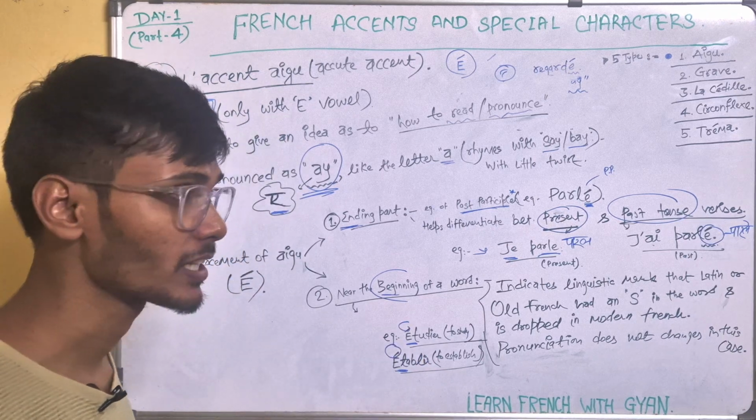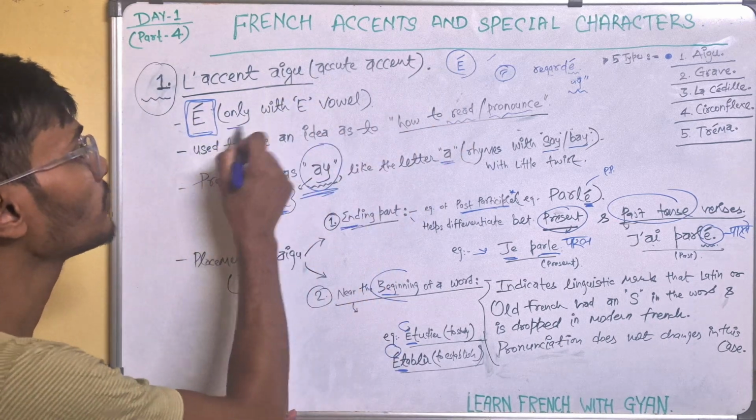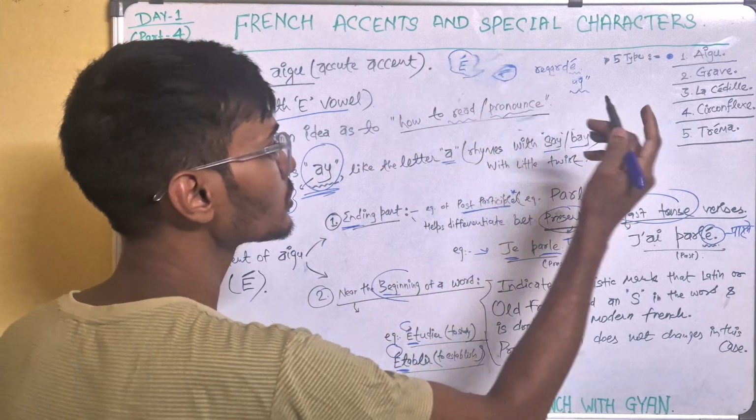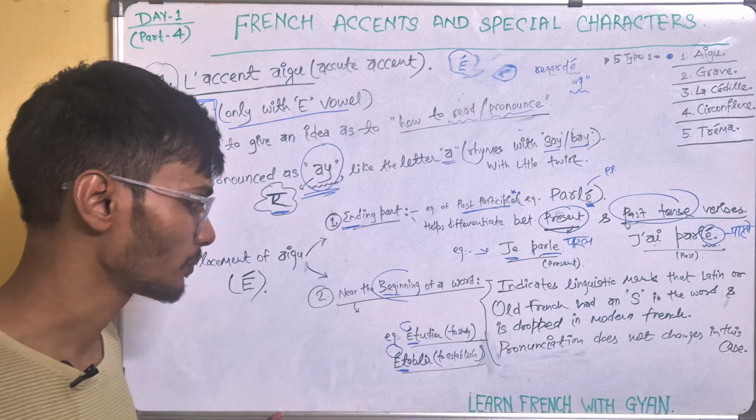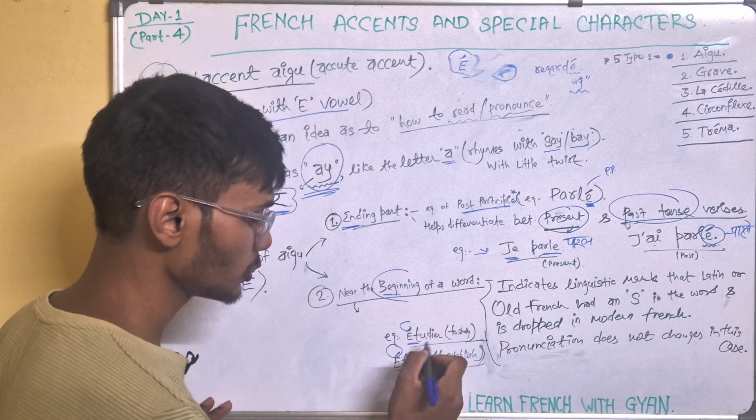We already know this part: we use the accent aigu only upon the e vowel, not other vowels. What are the other vowels in French? You can comment your idea: what are the other vowels that are there in French? Okay, so what is its use in the beginning?